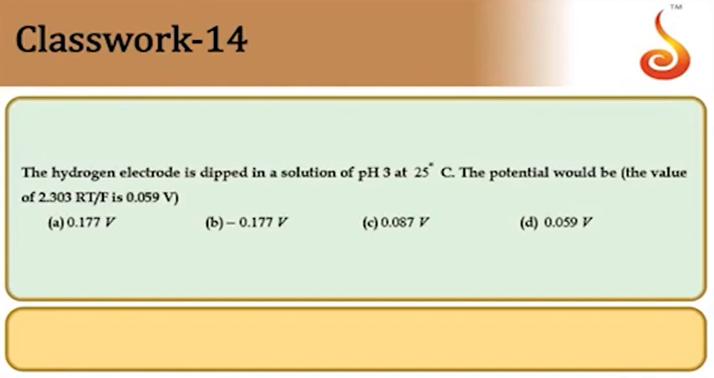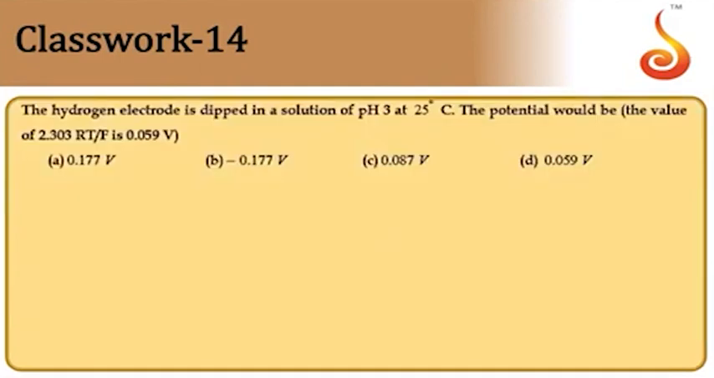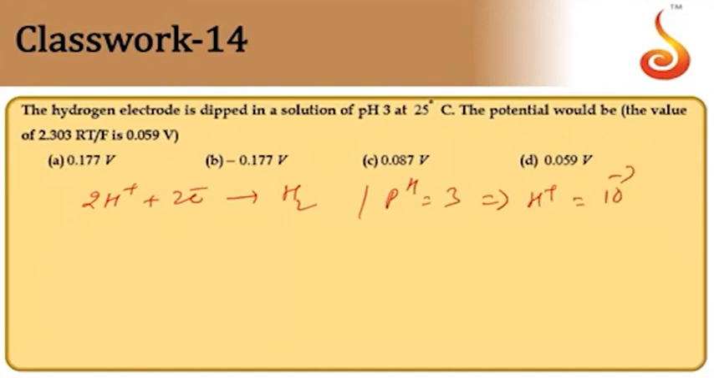The 14th one. A hydrogen electrode is dipped in a solution of pH 3. The potential would be, so they have given the pH value and are asking us the potential. From pH we can find out the concentration of H plus. We write the electrode reaction of hydrogen: 2 H plus plus 2 electrons. Now here pH is given as 3. This implies H plus is 10 to the power of minus 3.